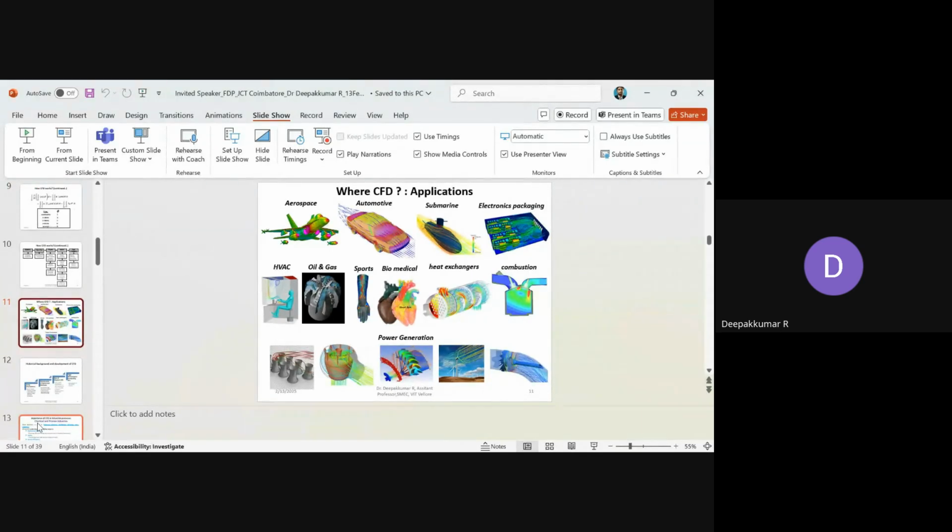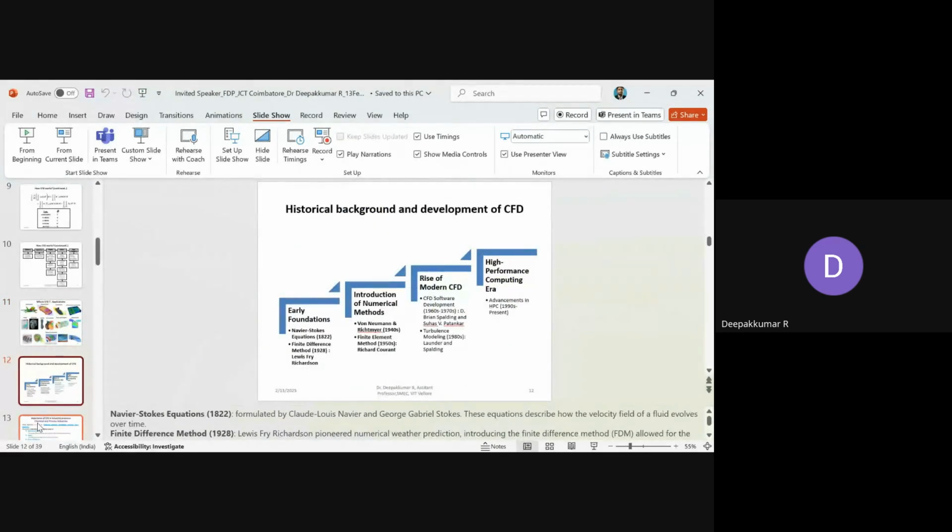So in simple terms, wherever the fluid exists, you can use CFD software to get detailed information, detailed data. What is the data? Pressure, velocity, temperature, density, all the data you can get. By getting all the data, we can use this data for further understanding about the system's performance, how the system is performing, whether it is performing in a better way or whether it is moving in the correct direction or not.